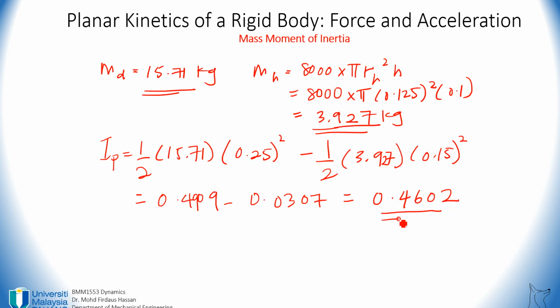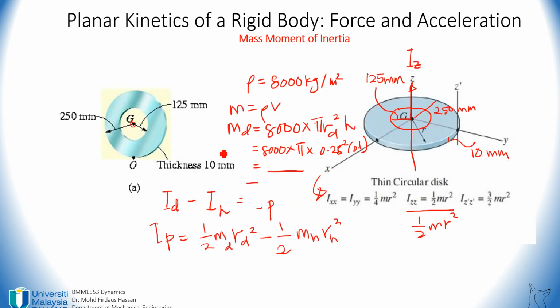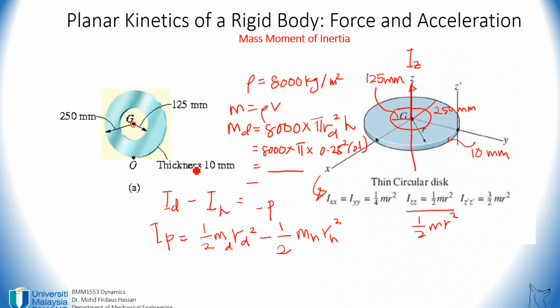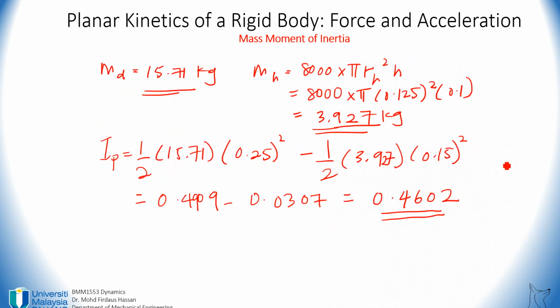And the mass moment of inertia of the plate, where the axis is directed perpendicular to the page and passing through point G, is 0.4602 kilogram meter squared. That is the mass moment of inertia of the plate.